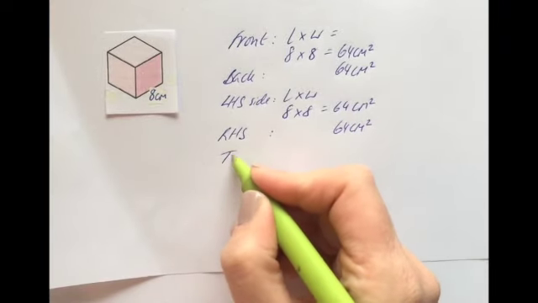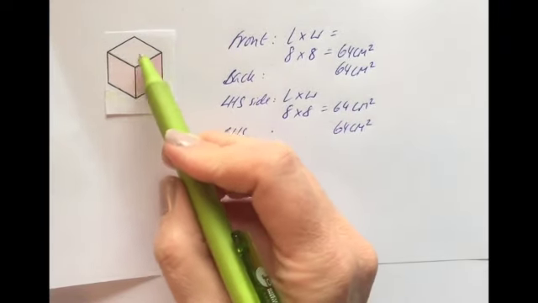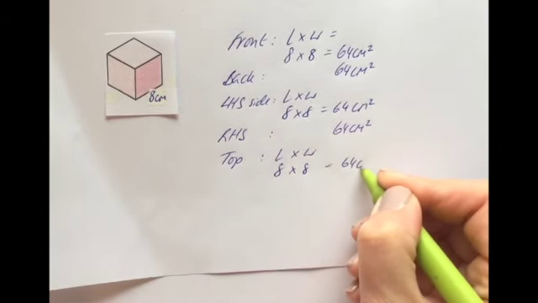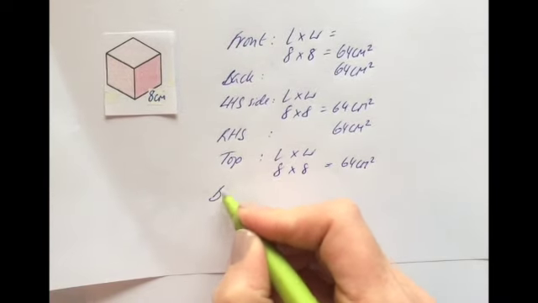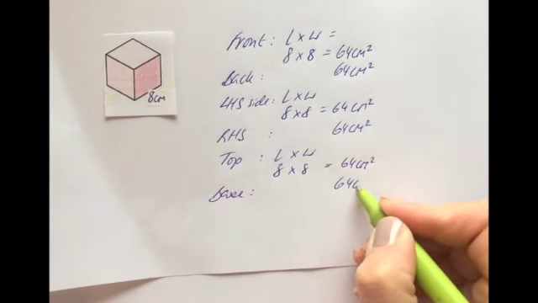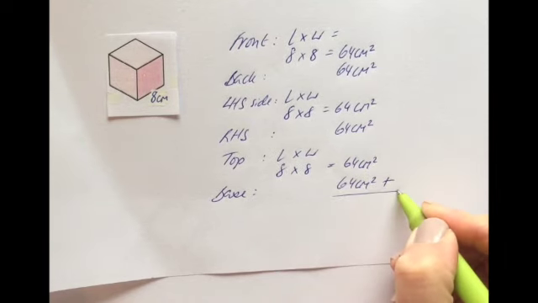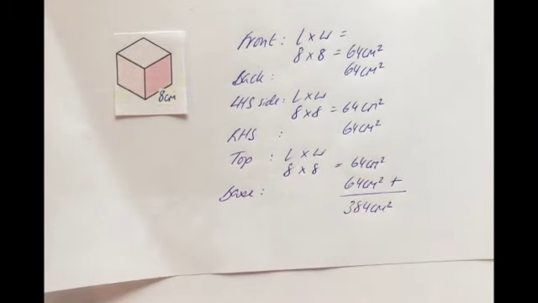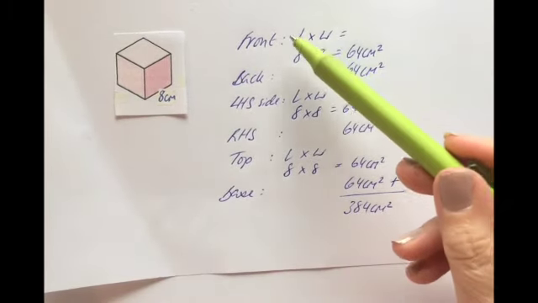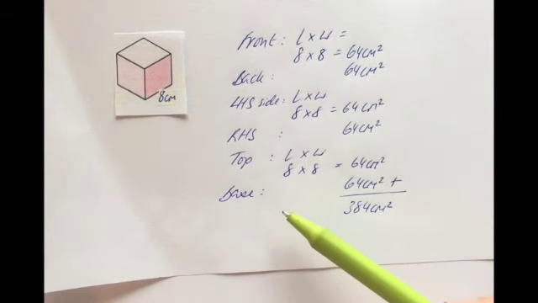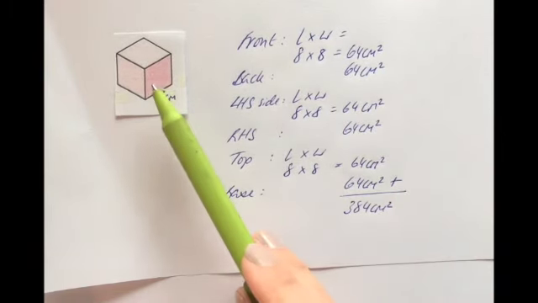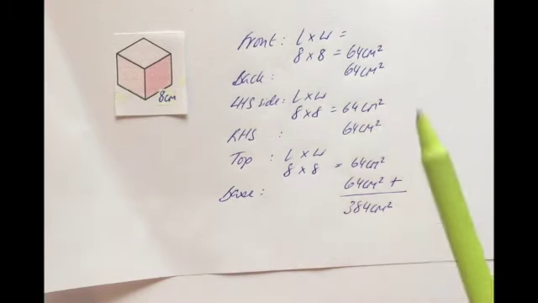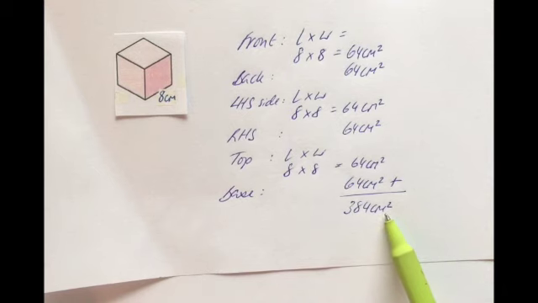And then, of course, looking at the top, it is a square again. So length times width, 8 times 8, which is 64 centimeters squared. And the base is going to be the same. And what we're going to do now is we're going to add them all together. So the answer is 384 centimeters squared. Now you don't have to do the full layout like this. If you've spotted straight away, look, one surface is 64, the 6 of those surfaces are going to be the same. You could quite clearly do 64 times 6 and get 384 centimeters squared.